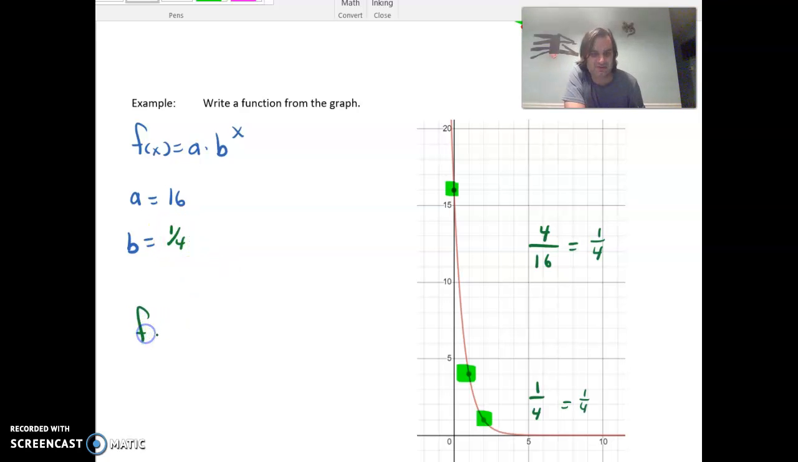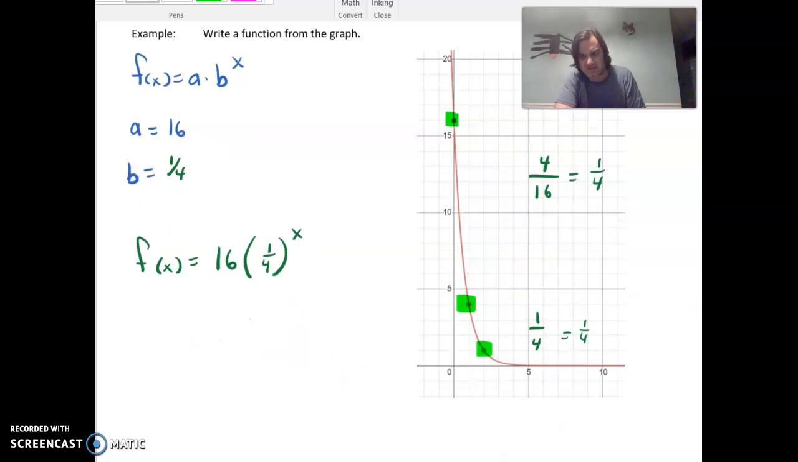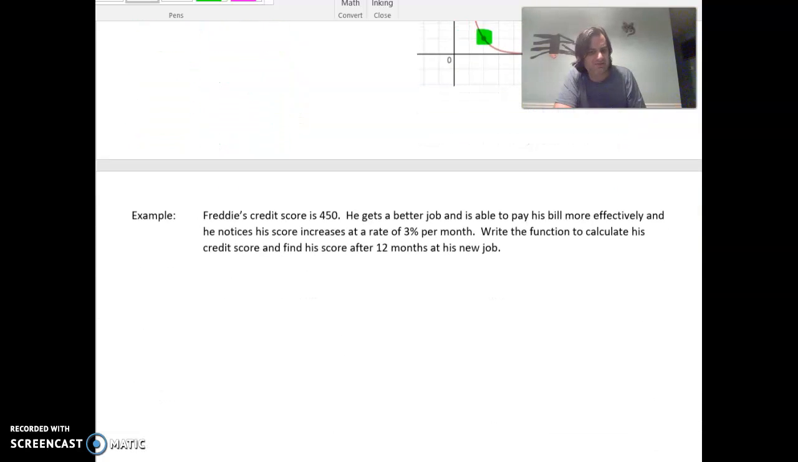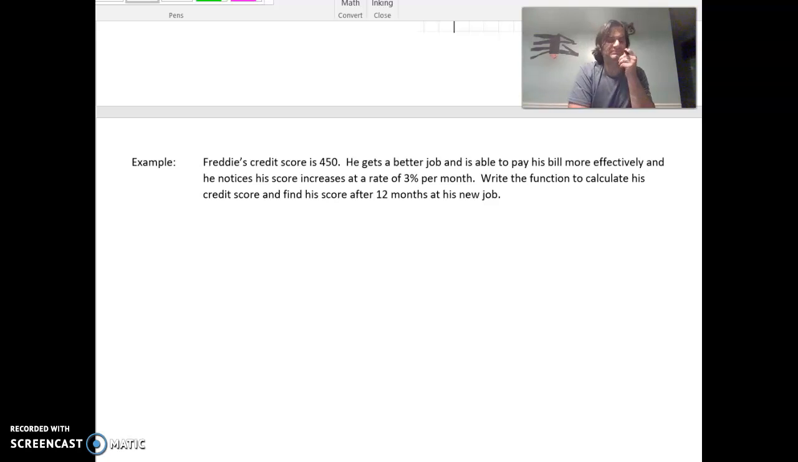So the function would be f of x equals 16 times 1/4 to the x. And you can plug in 0 for x in your calculator and see you get 16. You can plug in 1 for x in your calculator and notice you get 4, and so on. All right. Let's do 2 more examples. They're not as friendly as the other ones, but let's see what we get here.